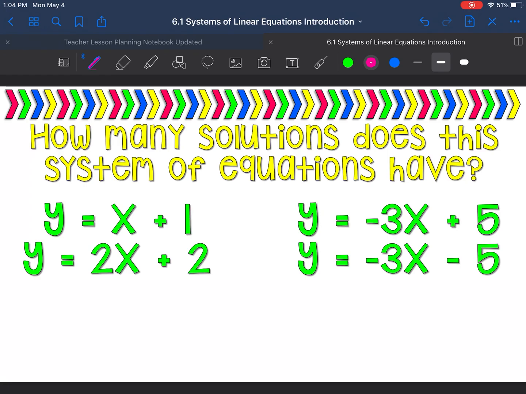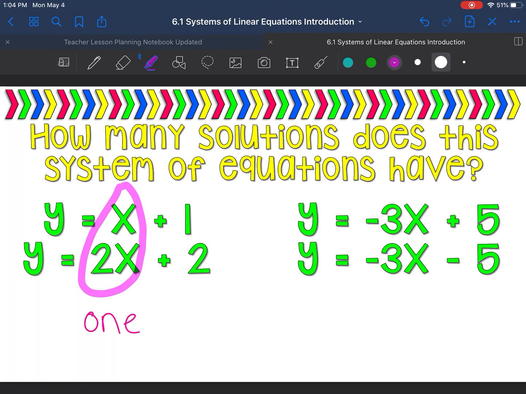So it says, how many solutions does the system of equations have? Well, let's take a look at our slope. So I have x and 2x. Are they the same or are they different? They're different, right? One's 1x, one's 2x. So 1 and 2 are different. So that means that my answer, the number of solutions this system is going to have, is going to be 1.